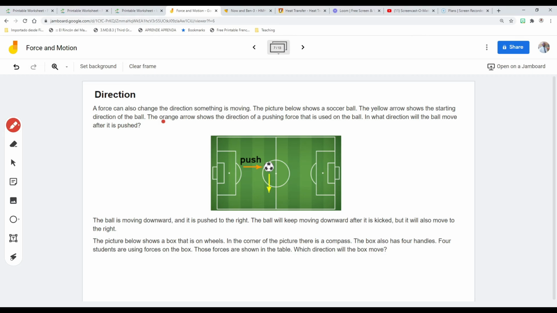The picture below shows a soccer ball. The yellow arrow shows the starting direction of the ball. The orange arrow shows the direction of a pushing force that is used on the ball. In what direction will the ball move after it is pushed? Well, that will depend on the force you put, so it will move that way. The ball is moving downward and is pushed to the right. The ball will keep moving downward after it is kicked, but it will also move to the right.